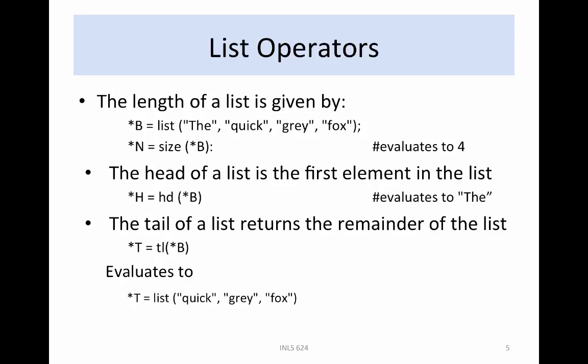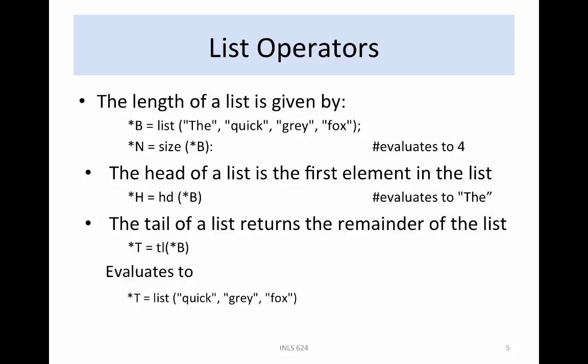Additional microservices are available for manipulating lists. We saw the use of the size microservice to count the number of elements in a list in the previous example. The first element of a list can be extracted using the microservice HD or head. The remainder of a list, excluding the first element, can be extracted using the microservice TL for tail. These steps are illustrated here.